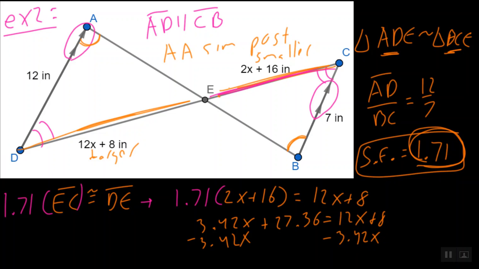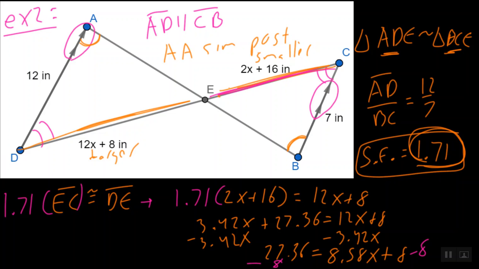So minus 3.42x minus 3.42x, and from here we know that 12 minus 3.42 will give us 8.58x plus 8. Now I'm going to have to kind of write this a little weird since I ran out of room. Let's do minus 8. And if I'm subtracting 8 from the right, well, of course I have to subtract 8 from the left.